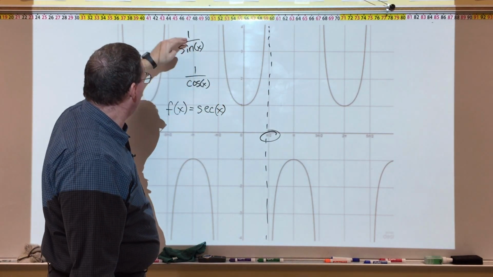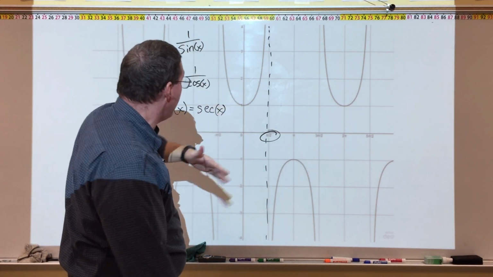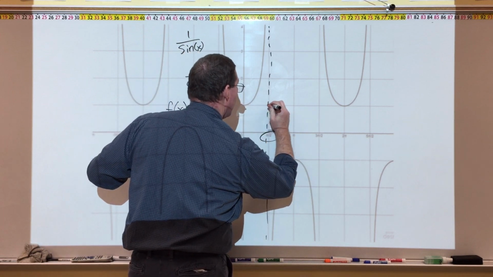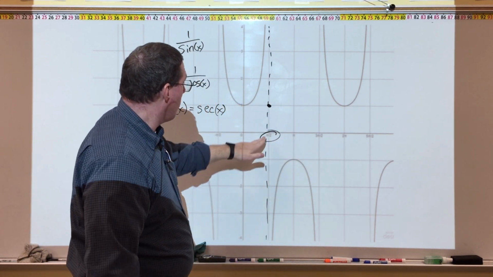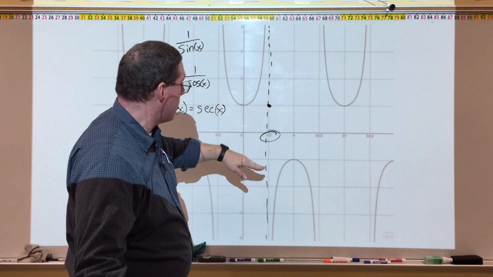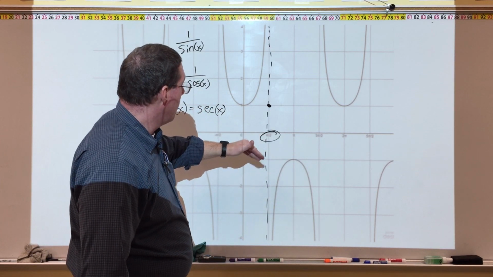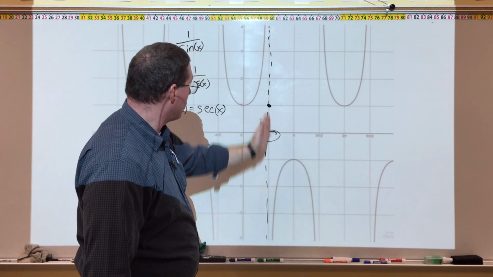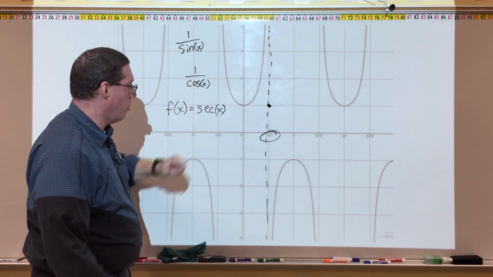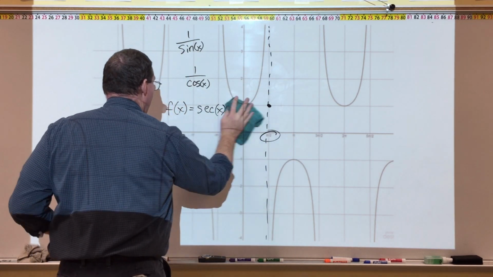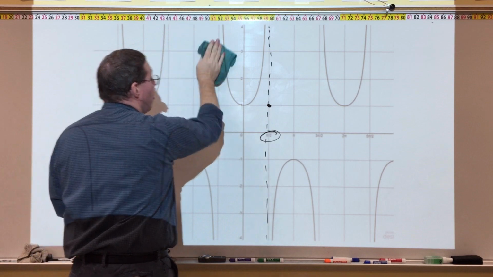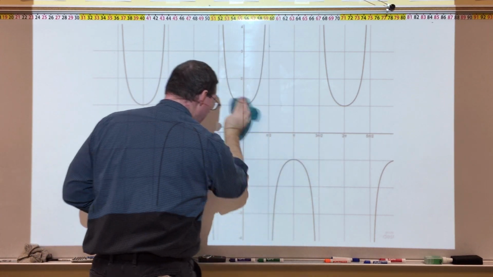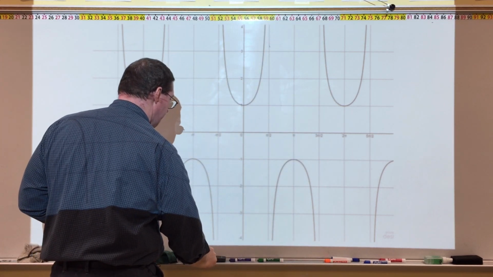If the denominator was 1, we'd have 1 over 1, and that would equal 1, and it would pass through this point right here, okay? And so I know that because cosine equals 0 at pi over 2, there's going to be a vertical asymptote at pi over 2, which there is here, making this one secant, okay? And we'll explain that again when we get to cosecant, okay? All right, let's move on to graph number 3.